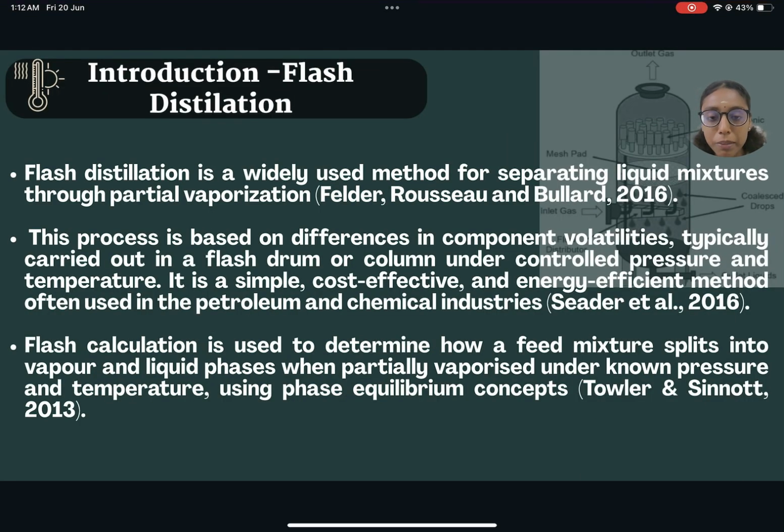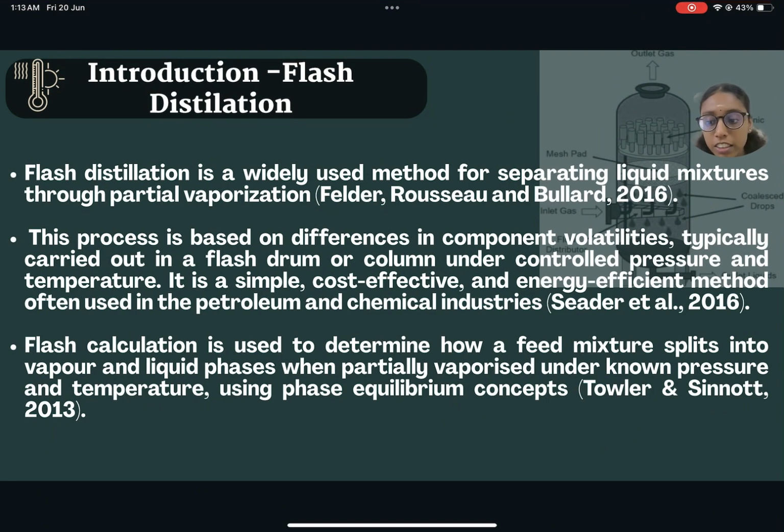Let me introduce the meaning of flash distillation. Flash distillation is a widely used method for separating liquid mixtures by partial vaporization. This process is based on differences in component volatilities, typically carried out in a flash drum or column under controlled pressure and temperature. It is a simple, cost-effective, and energy-efficient method often used in the petroleum and chemical industries.